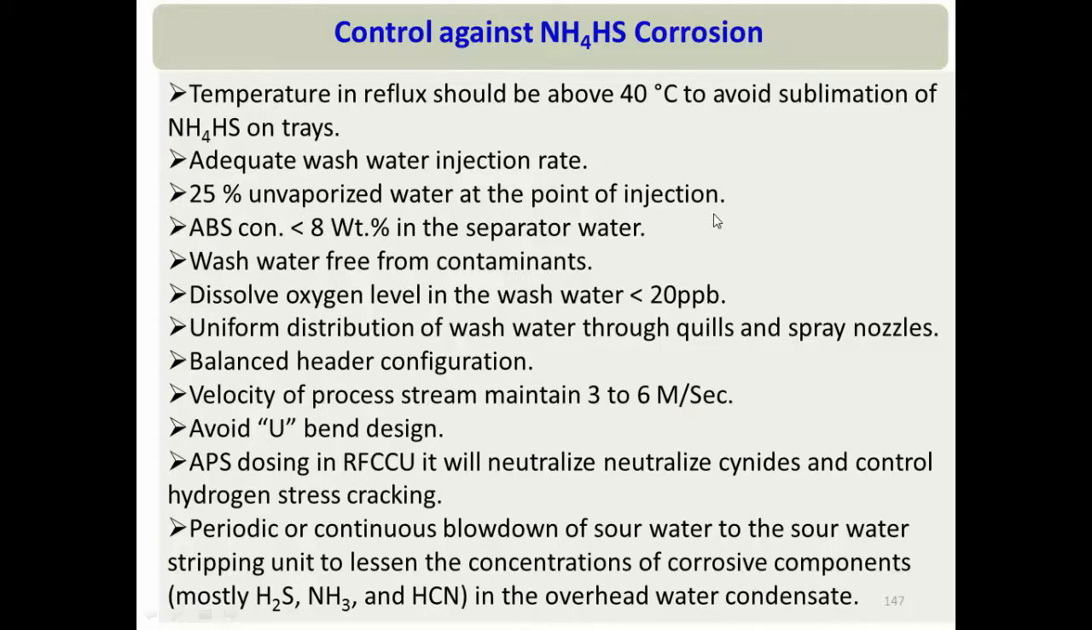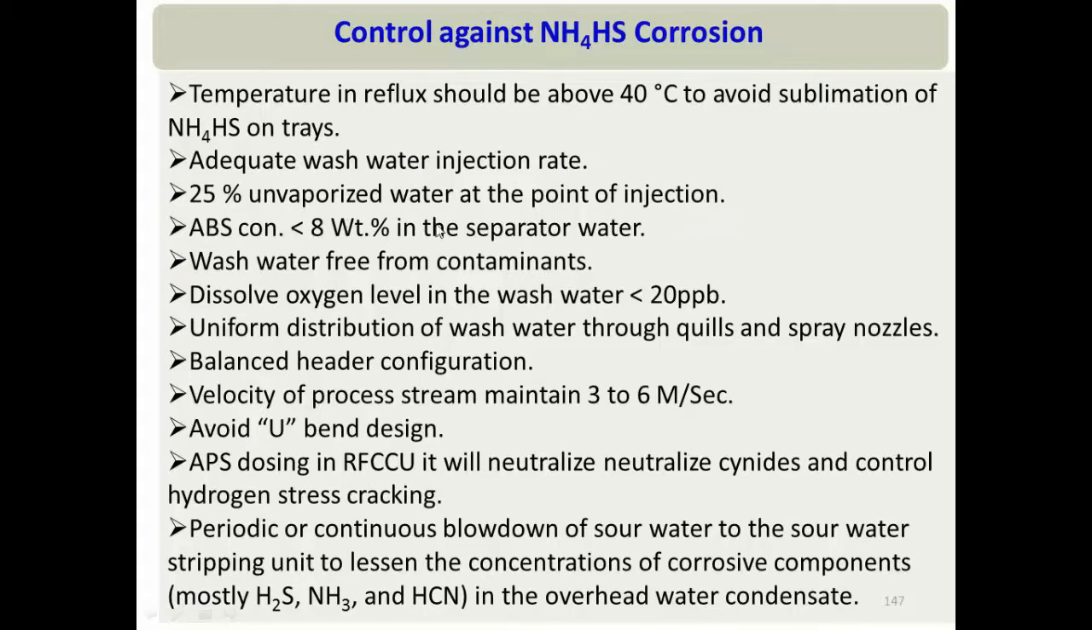Another important point is where you are adding wash water, because at the point at which wash water is injected, at least 25% of unvaporized water should remain there. I mean, if you are adding too early, then most of the water will vaporize and form steam, and depending on the Kp value of this ammonium bisulfide, or even in some cases ammonium chloride may form, because HCl may also be there. So depending on their Kp values, they dissolve out, sublime out at a higher temperature than the water dew point. So even before the steam could condense, salt formation may take place, and because of that we should add the water where at least 25% of unvaporized water remains in the system.